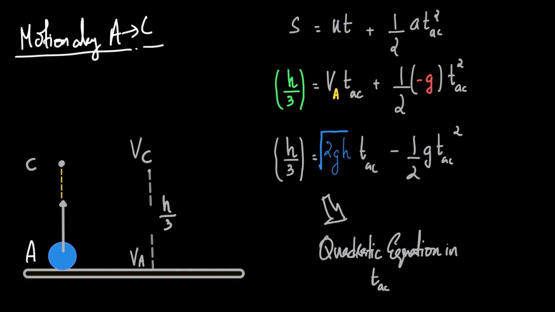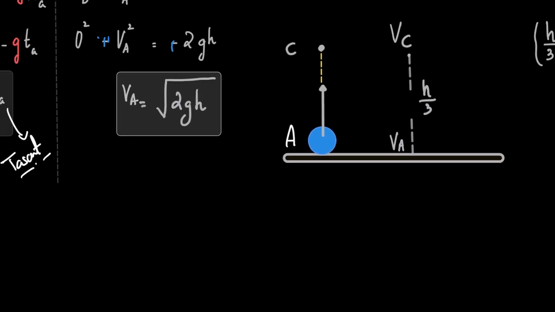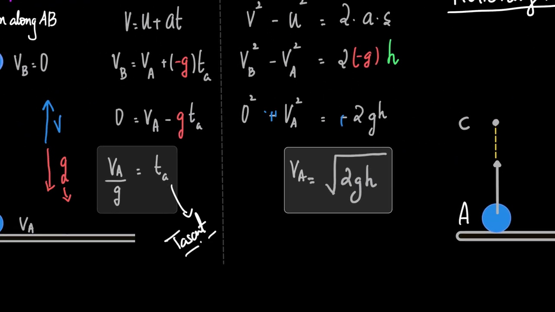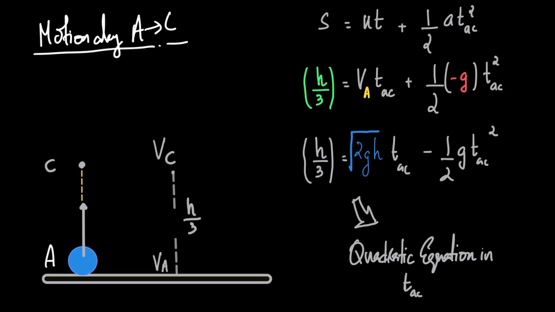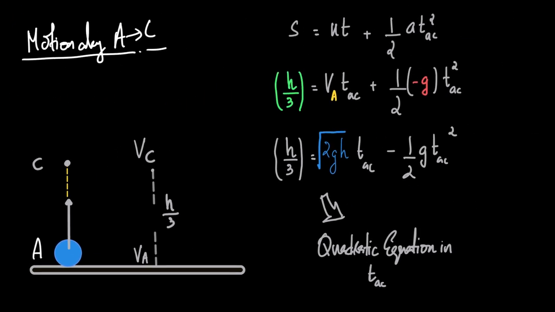So, time taken to cover AC is t here. What is displacement? It is h by 3. U is initial velocity VA. So, VA into TAC plus half into acceleration, which is minus g, TAC square. So, h by 3 is equal to what is VA? We just found it out to be root of 2gh. Which gives us h by 3 is equal to root of 2gh times TAC minus half g TAC square.